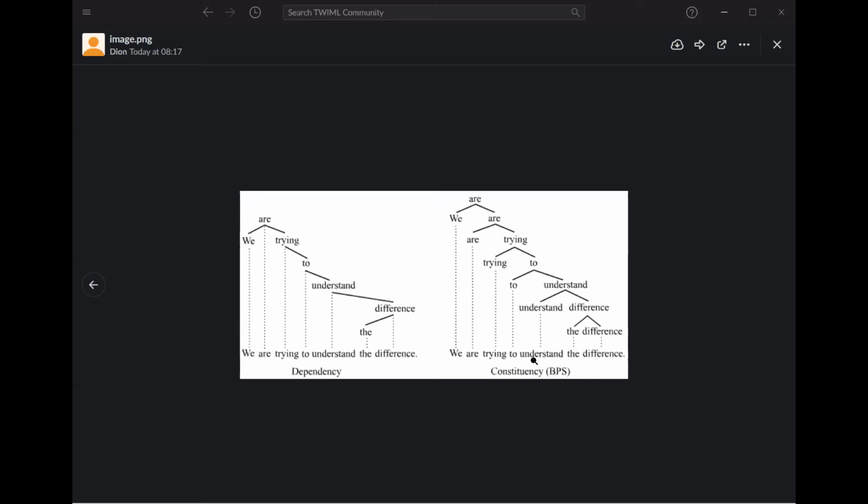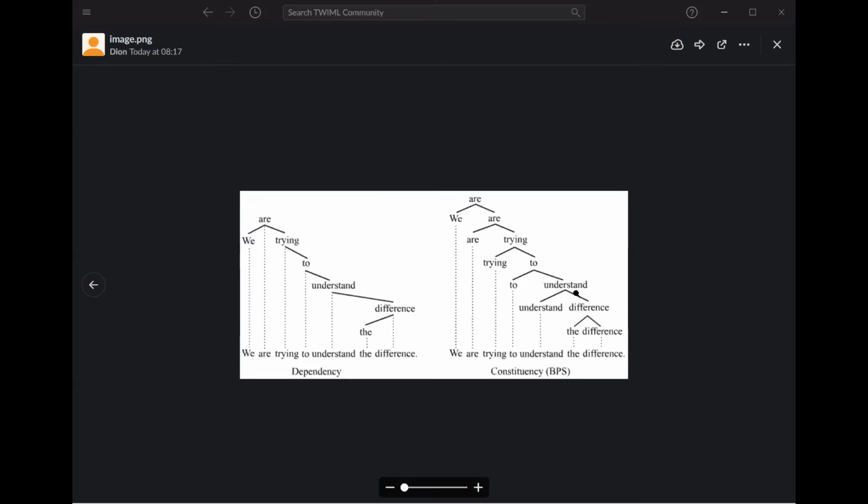Yeah. And do you know how to understand this constituency thing, the graph on the right? I don't know. Okay, let's not worry about it.